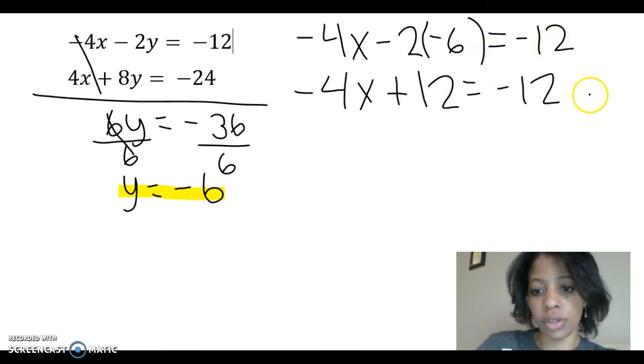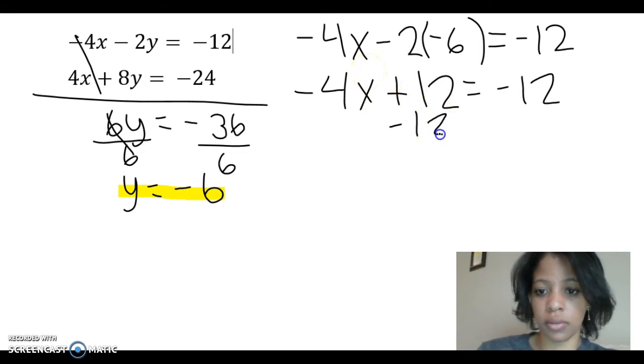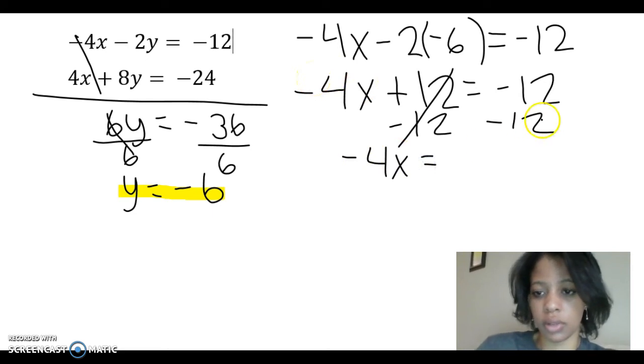Okay. So now again I'm solving for x. So now I need to get rid of everything besides x. So first I'm going to get rid of this. So the opposite of plus 12 is minus 12. So I'm going to subtract 12 from both sides. These would cancel out. And now I'm bringing down everything I have left, which should be negative 4x equals, now negative 12 minus 12. They're both negative. So it's going to be negative 24.